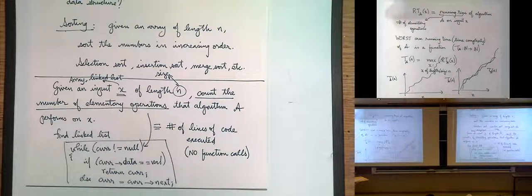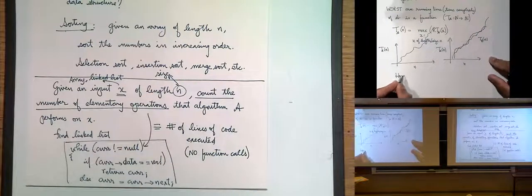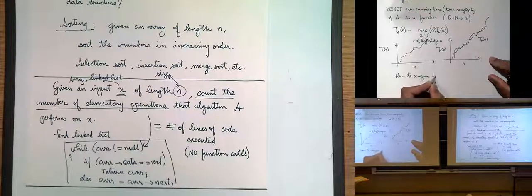So how do I compare two functions? And that's really what the asymptotic analysis is about. How do I compare two different functions? You know how to compare numbers. And the question, and that's what all of this theory is about, is how to compare functions.